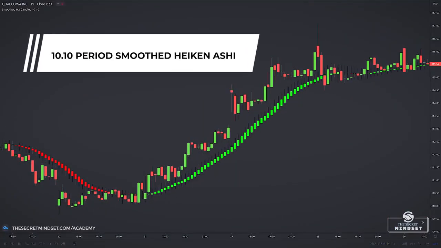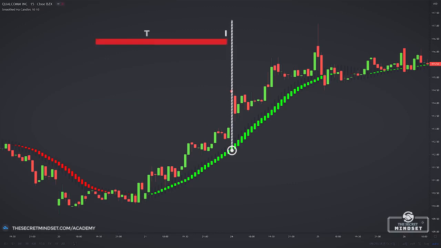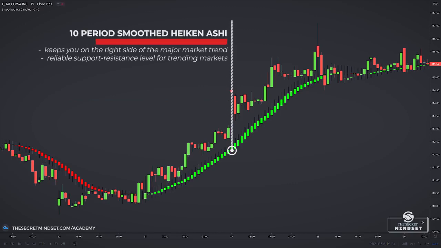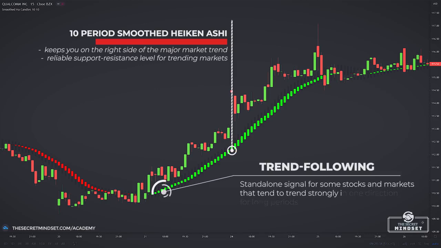The 10-period smoothed Heiken Ashi, which is the default value, is a great method to keep you on the right side of the major market trends. It is usually the first line to be lost before any real trouble begins, meaning any reversals in a current trend. From my backtesting, it can be used as a standalone signal in some stocks and markets that tend to trend strongly in one direction for long periods.